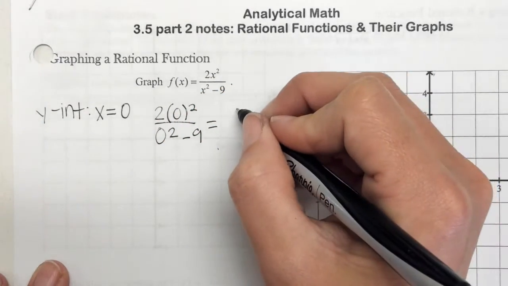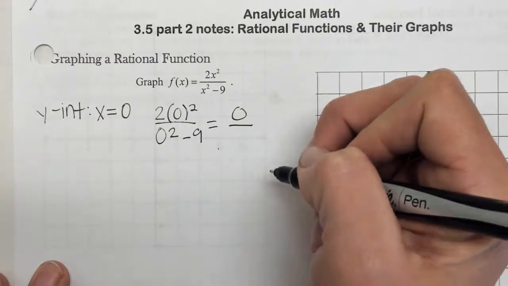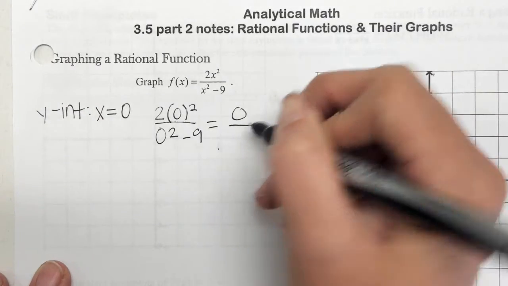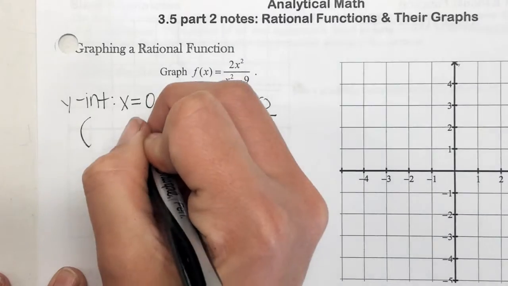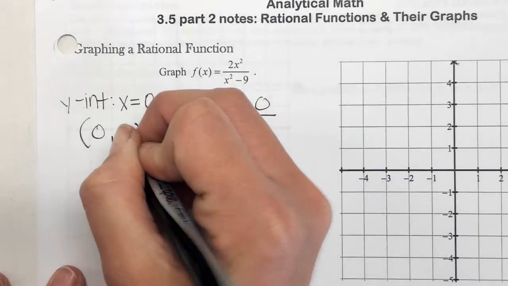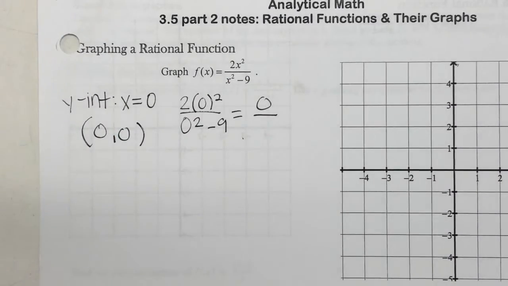On top we'll have what? And does it matter what we have on bottom? No, because it's 0. Correct. So our y-intercept is at what point? 0 what? Good. And go ahead and graph that point.